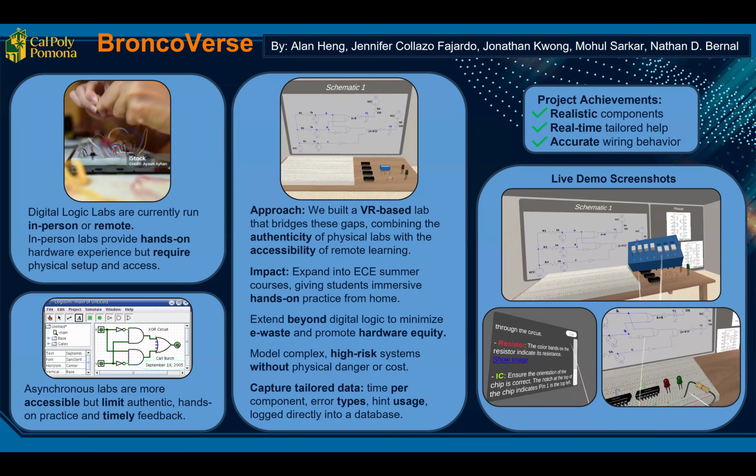Here they focus on one of the common challenges in engineering education: how to provide hands-on digital logic laboratory experiences when students cannot access the physical hardware, because that is a main issue. It is not an easy way to practice. To solve this problem, the team developed a VR-based digital logic laboratory that combines the realism of in-person labs with the accessibility of remote learning.